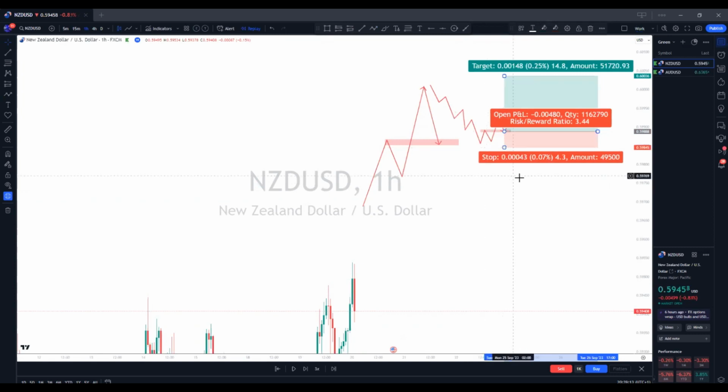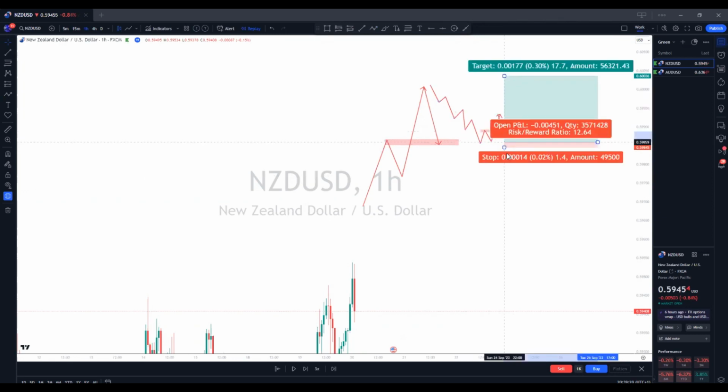I'm looking for price to give me a reason to buy. That's the reason. So if the buy is actually going to happen at that point, then price should not pass that level to the downside.